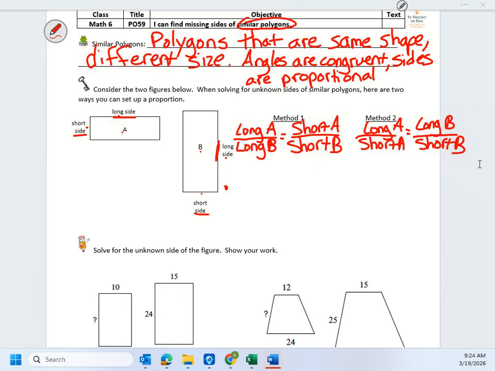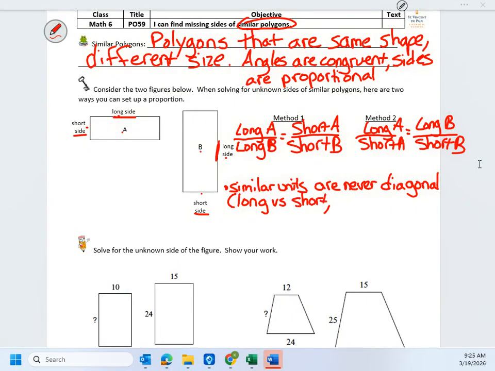Similar units are never diagonal. That's looking at the long versus the short, or the A versus the B. They match up vertically or horizontally.